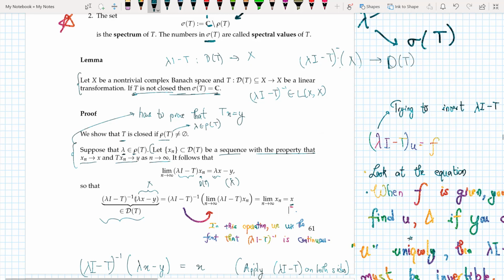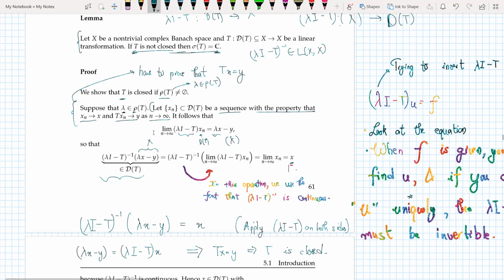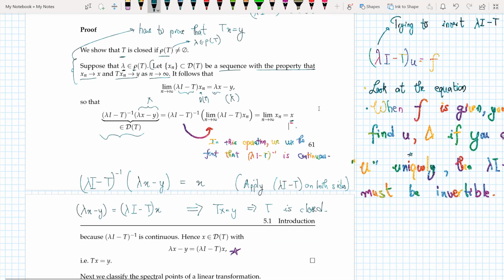So till this time I have proved that (lambda I minus T) inverse (lambda x minus y) is a member of D(T), and D(T) on both hand sides. So what have I now proved? I have proven that this x belongs to D(T). Okay, and I recall the definition of closed. If there is a sequence x_n in D(T) such that x_n converges to x and T x_n converges to y, then if T is closed, I can say that T x is equal to y with x belonging to D(T). So I have proven this part already. I need to prove this one.